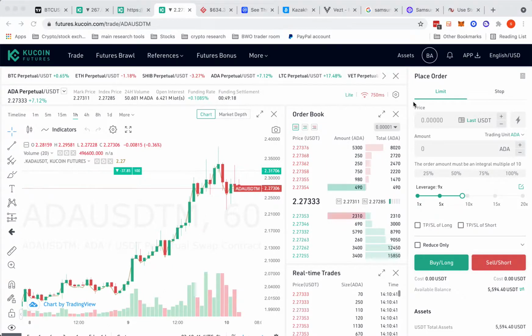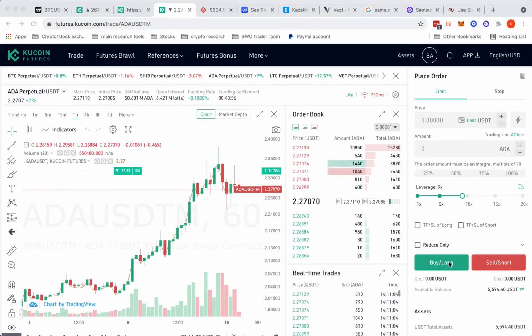In this section, I'm going to show you how to place an order for both long and short. At this point in the course, you should already know what both means. Just to recap, long is if we think the price is going to go up. Short is if we think the price is going to go down. So if we think the price is going to go up, this green button here is called buy long. So we're buying it assuming it's going to go up.